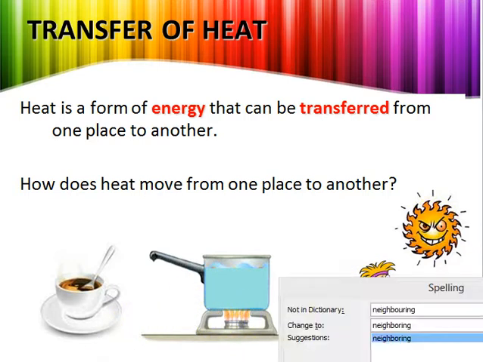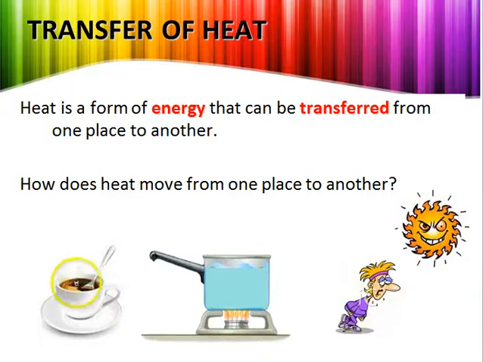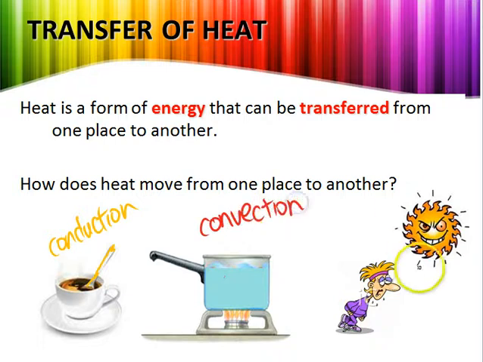Okay, so from the coffee, how does the heat travel from the spoon to our hands? This process is actually by conduction. Within the water, how the heat travels and transfers within the water is actually by the process called convection. And the last one, how does the sun's ray reach us and heat us up? This is actually by radiation.